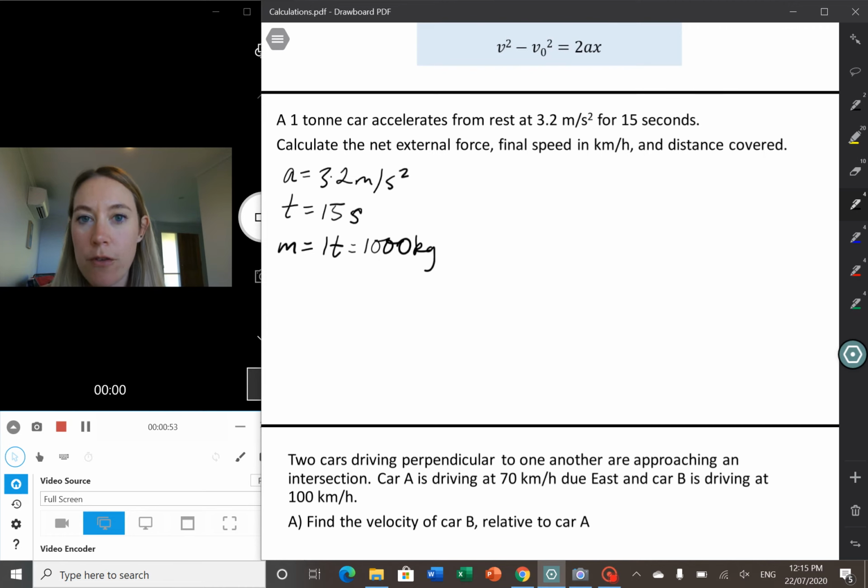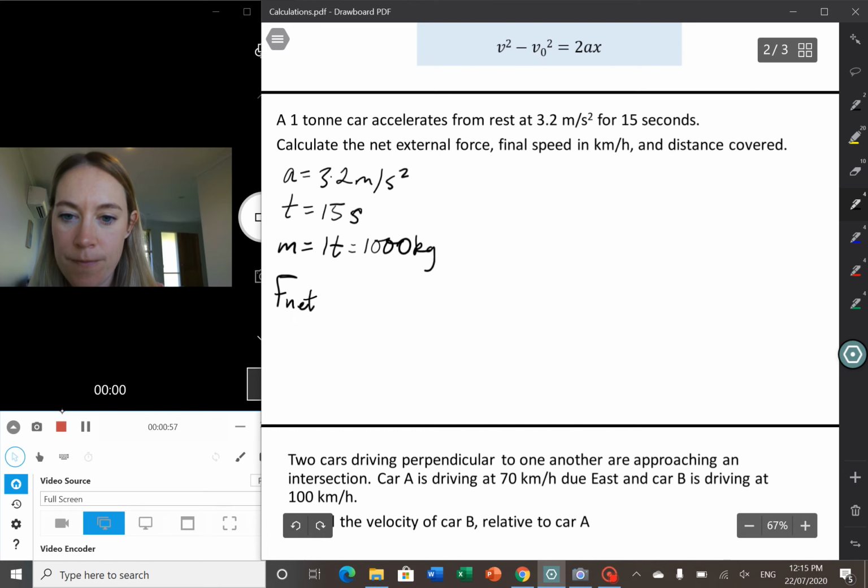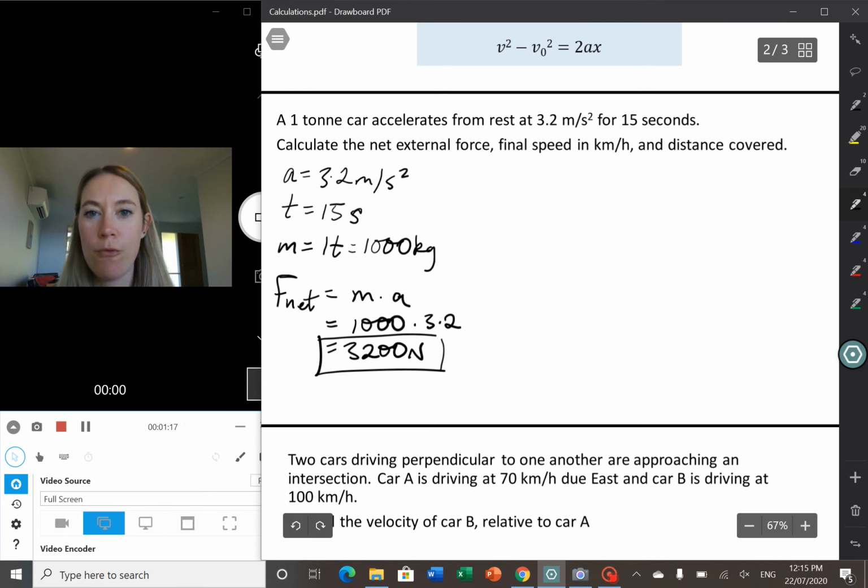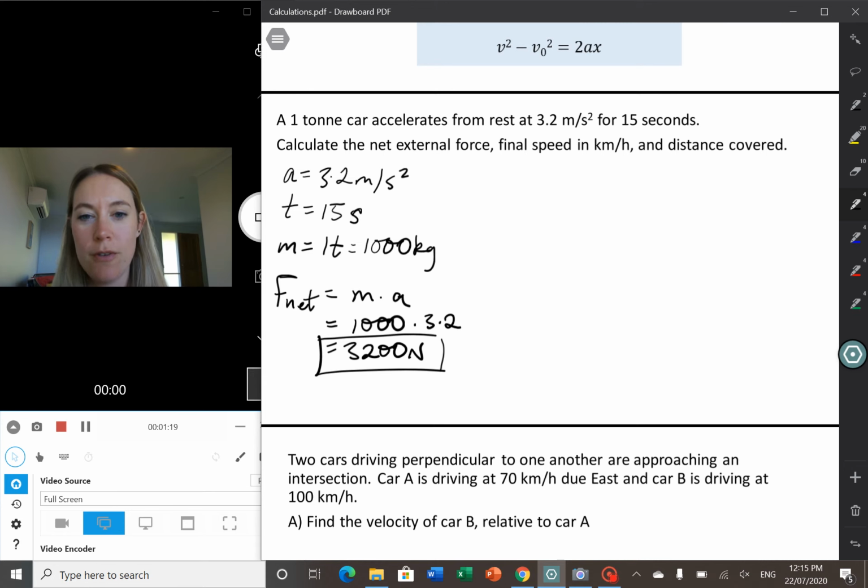We're asked first of all to calculate the net external force, and the formula for that is mass times acceleration. So the first part of the problem is actually quite simple. It's just applying Newton's second law. So the net external force is 3,200 newtons.